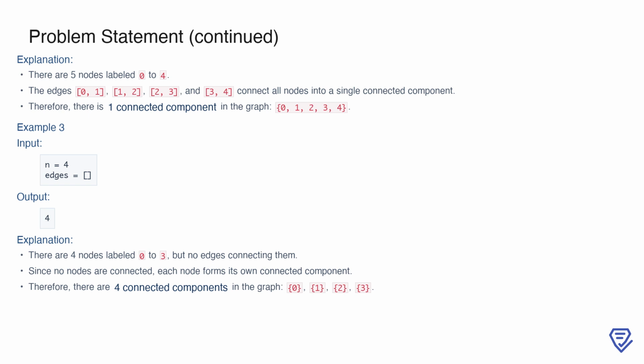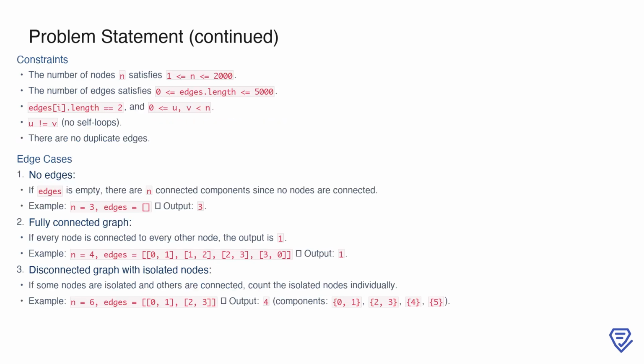These examples illustrate the variety of scenarios you might encounter, from graphs that are fully connected to graphs with no edges, and even graphs with multiple smaller components. Understanding these cases will help us design an efficient solution to the problem. There are some important constraints and edge cases to consider. The number of nodes, n, ranges from 1 to 2000, and the number of edges can be as large as 5000. Each edge is represented as a pair, u, v, where u and v are distinct nodes, meaning there are no self-loops. Additionally, there are no duplicate edges in the input.